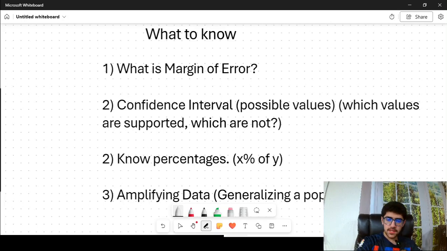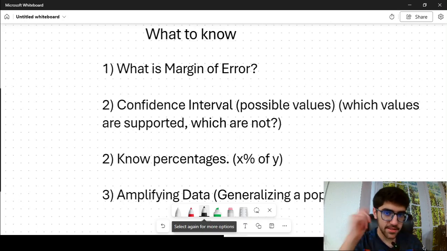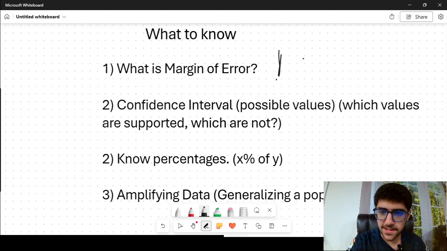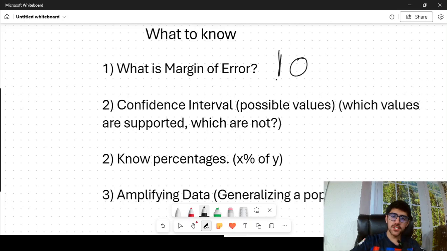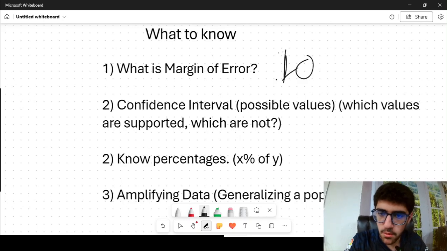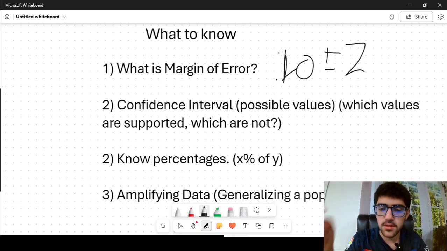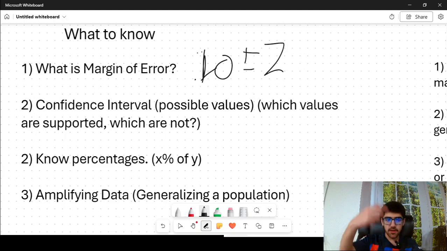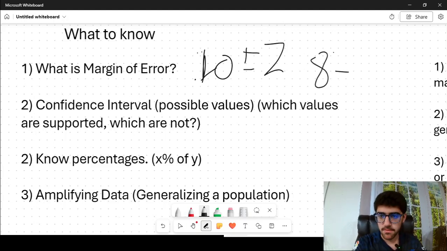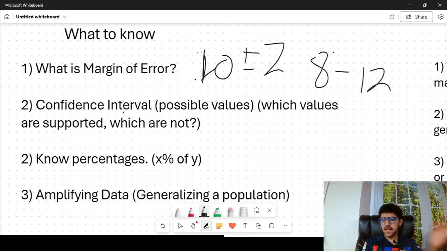So just a quick example. Let's say you surveyed 20 students at a school about if they played sports. So you say 10 students play sports with a margin of error of plus or minus 2. That means the actual possible values of people who play sports is 8 to 12. Because let's say that's the mean between 4 different schools or something. If this doesn't make sense now, there's going to be an example later on, and it'll make more sense.